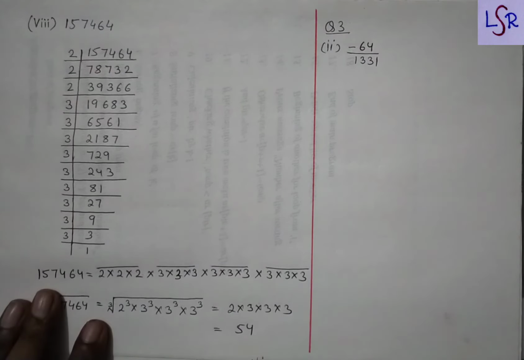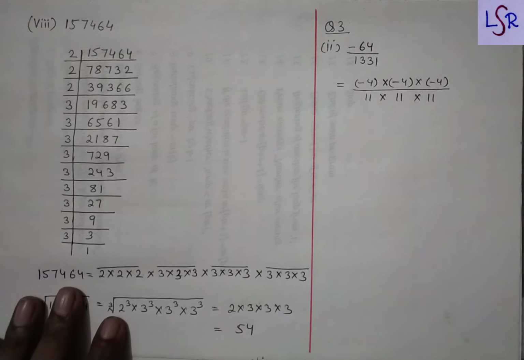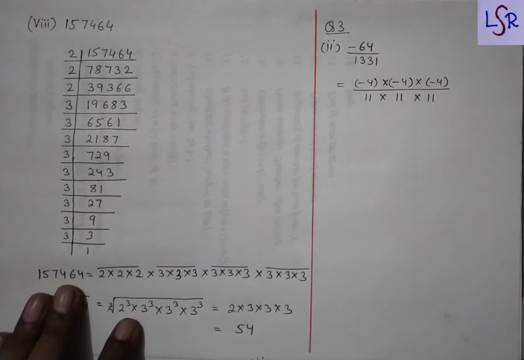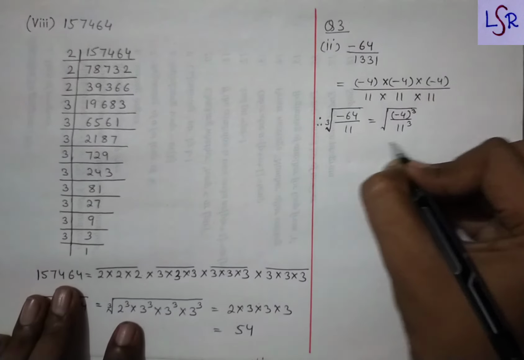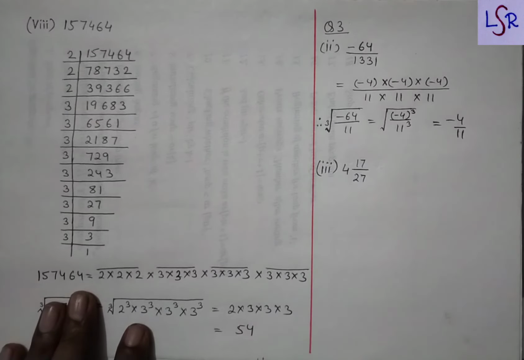Now let's do question number 3, second part. Here we have minus 64 upon 1331. So first of all we are going to write this in the form of prime factors. Here I have split minus 64 as minus 4 into minus 4 into minus 4, and 1331 as 11 into 11 into 11. So we can write this in the form of a cube root as, and here we have got this. Now this can be written as minus 4 by 11.